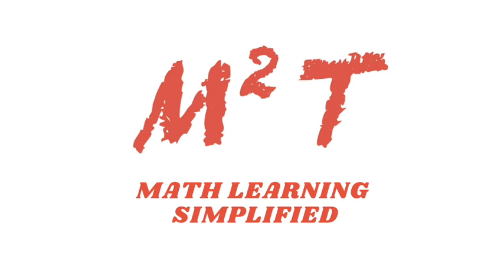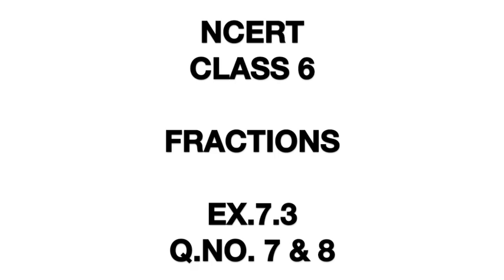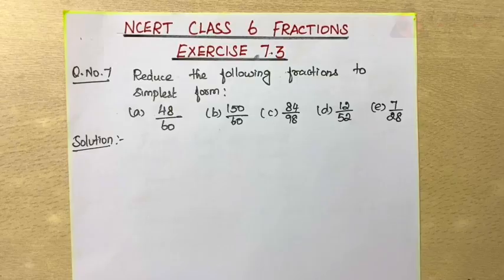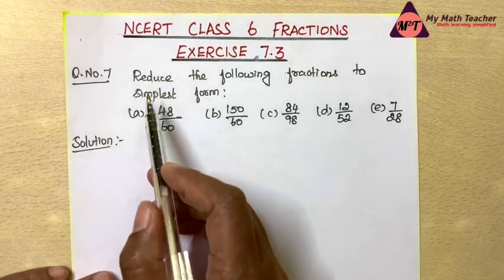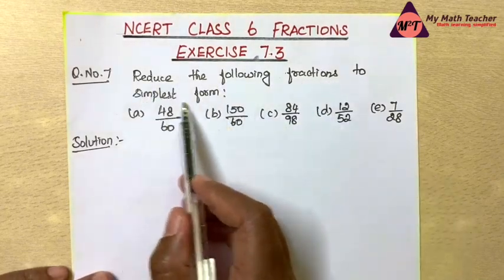In this video, I am going to solve question number 7 and 8 from the exercise 7.3. This is for class 6 students from NCERT syllabus. The chapter is fractions. Seventh question is, reduce the following fractions to the simplest form.